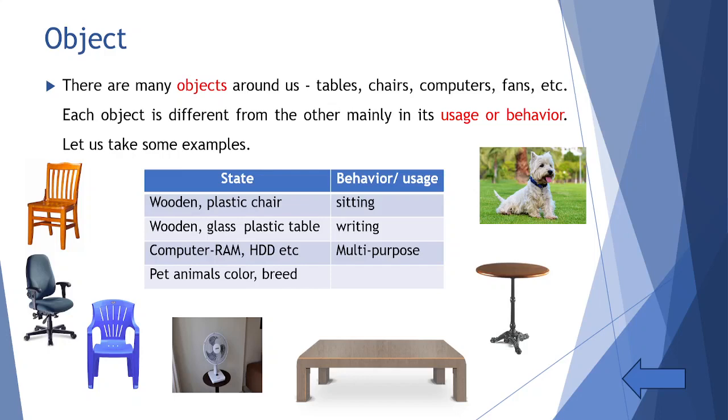Similarly, tables: glass, plastic tables, wooden tables, but they are used for writing or placing things on top of it. Maybe a dining table or dressing table. And then computer: how much RAM, what is the hard disk capacity, what is the processor. This is all the state of the computer. It is used for multi-purpose. We can use it as a calculator, anything, everything. Pet animals: color, breed, such things are state. Behavior may be barking, wagging tail and things like that.